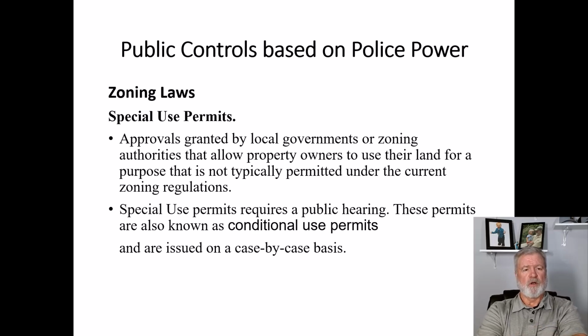And then to wrap up these zoning laws, there's something called a special use permit. It says these are granted by local governments to allow a property owner to use their land for a purpose that is not typically permitted under the current zoning regulations. To do stuff like this, you will have to go to the Planning Zoning Commission. They will hold a hearing, and the hearing is usually open to the public, so the other members of the public would know what you're trying to do or wanting to do.